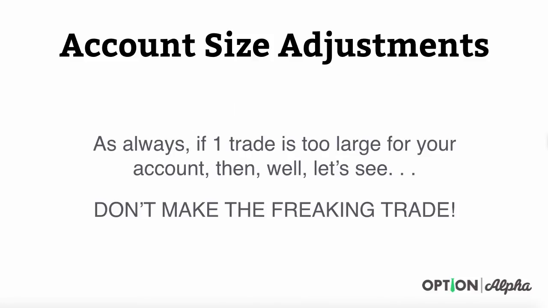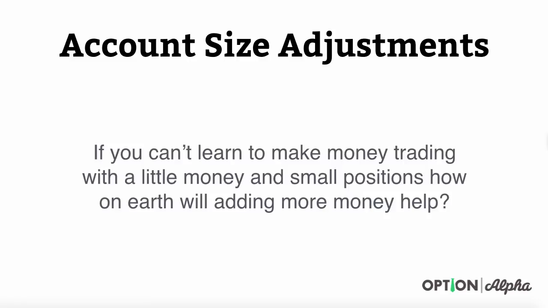Now, as always, if one trade is too large for your account, then don't make the freaking trade, right? I mean, this is about as plain as I can say it. If you find out that one trade is too large because you're only trying to trade with maybe $5 or $600 or $1,000, don't make the freaking trade. It's not worth it. Because here's what I can tell you: if you can't learn to make money trading options with a little money and small positions, how on earth will adding more money help?